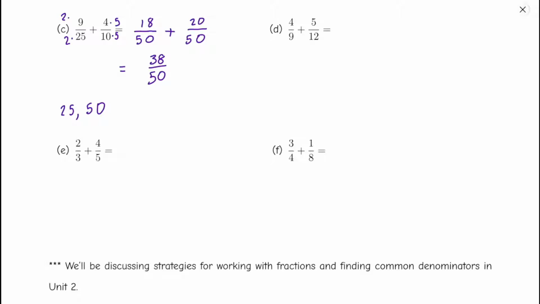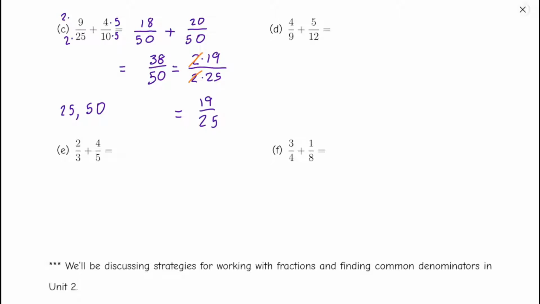But then don't forget, you can reduce fractions. So since 38 and 50 are both even, I'm going to rewrite them. Well, 38 is 2 times 19. 50 is 2 times 25. So the 2's cancel out, leaving us with just 19 over 25.